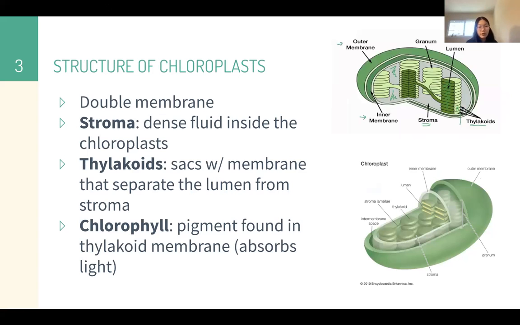Okay, so for the structure of the chloroplasts, they have a double membrane, and inside the double membrane there's the stroma, which is a dense fluid, and they also have thylakoids, which are sacs that also have membranes that separate the lumen from the stroma, and there's the chlorophyll, which is the pigment that's found in thylakoid membranes, and this is what helps absorb light energy.